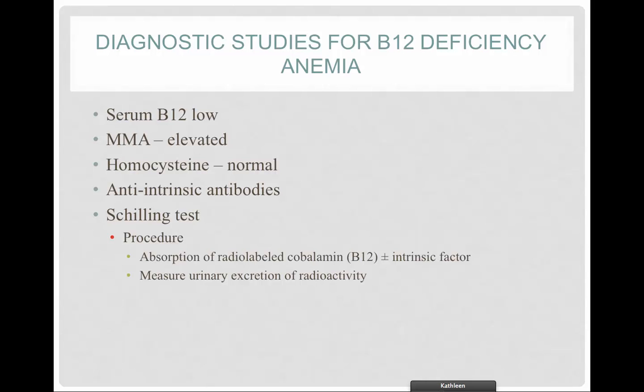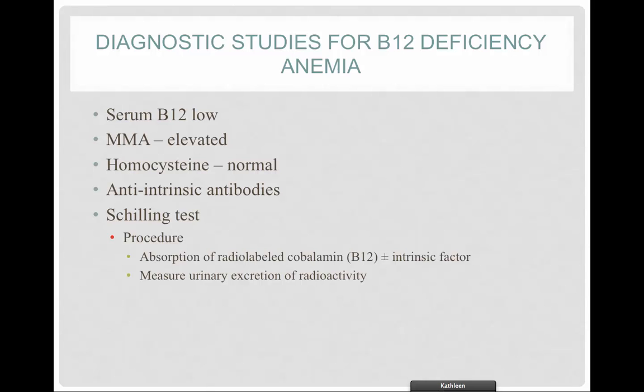The Schilling test is done to determine if the patient has pernicious anemia or solely a B12 deficiency. Basically, the patient consumes radioactive B12, and the urine is measured for radioactivity. If the patient has pernicious anemia, the B12 will not be absorbed and will not show up in the urine. If the patient has a B12 deficiency but no issues with intrinsic factor, the urine will be radioactive.